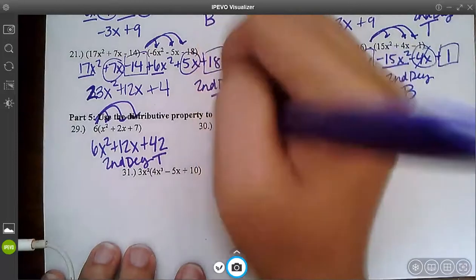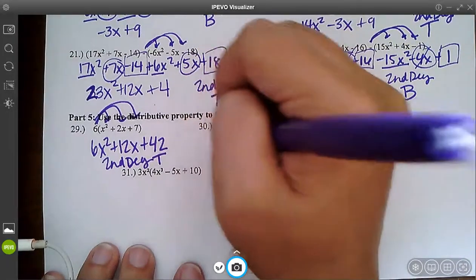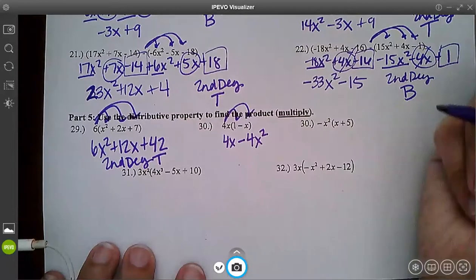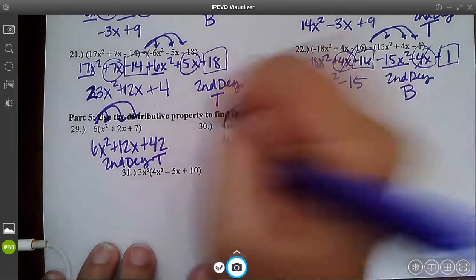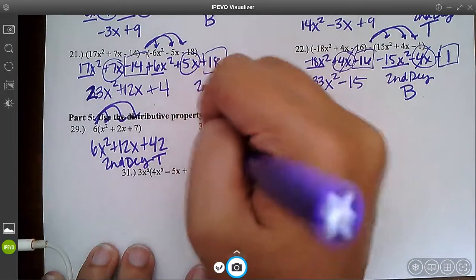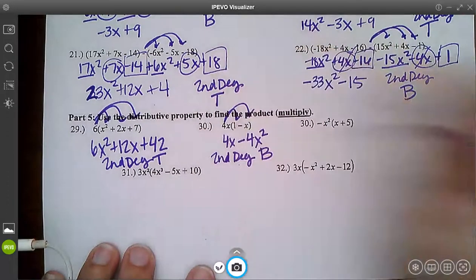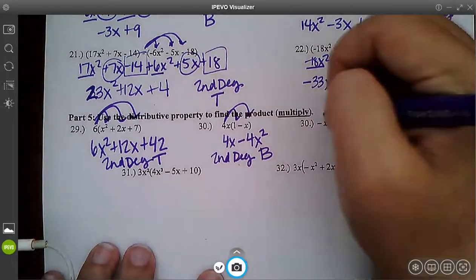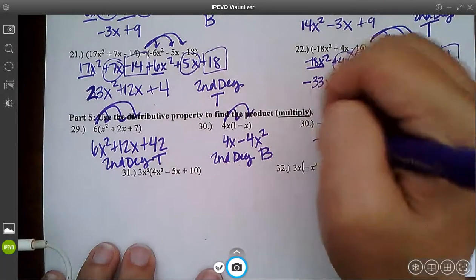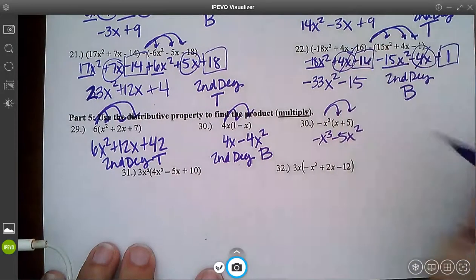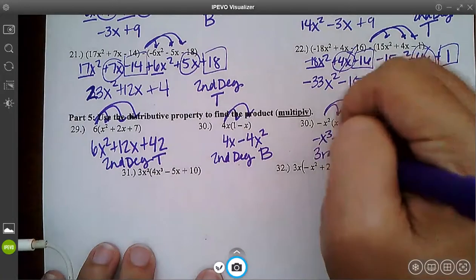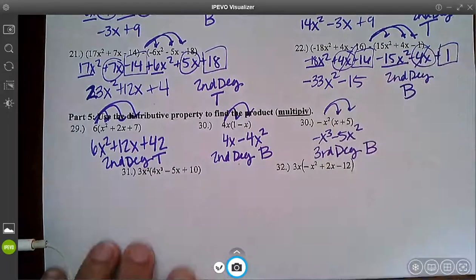Here, I have 4x minus 4x squared. Remember, when you multiply like bases, you add the exponents. This one is also a second degree, but it is a binomial, not a trinomial. Here, we have negative x cubed minus 5x squared. This is a third degree binomial.